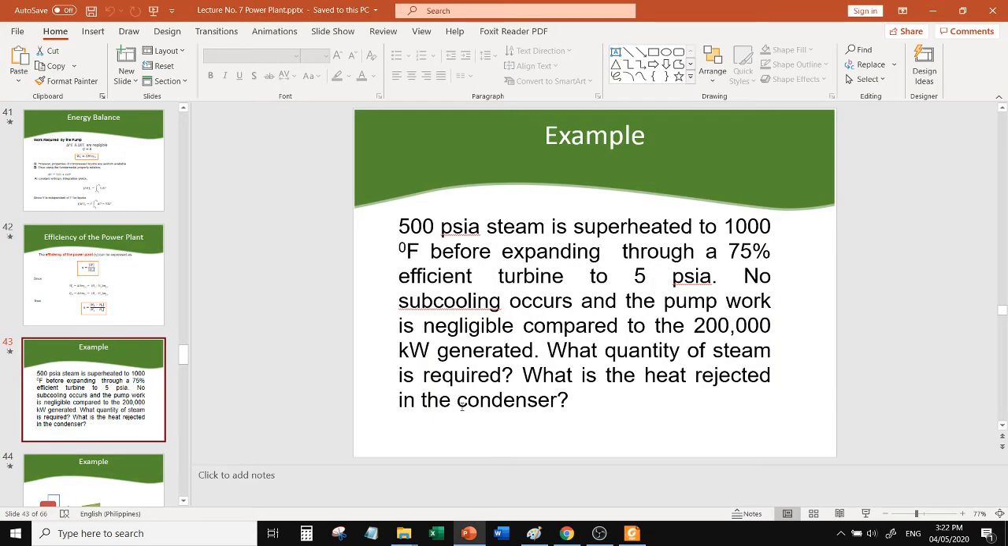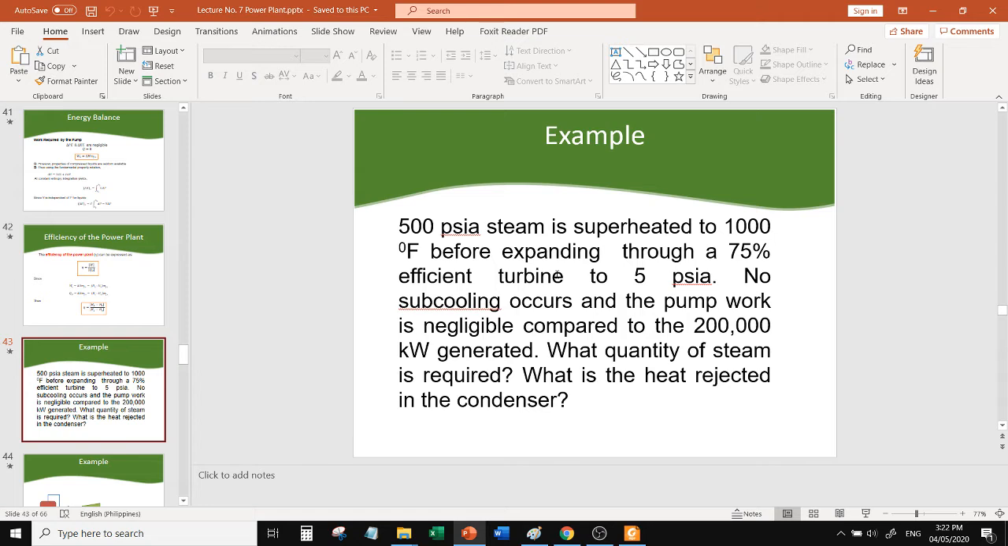For this lecture, we will answer this problem. This is a Rankine cycle problem. 500 psi steam is superheated to 1000 degrees Fahrenheit before expanding in a 75% efficient turbine to 5 psi. No subcooling occurs and the pump work is negligible compared to the 200,000 kilowatts generated. What is the quantity of steam required and what is the heat ejected in the condenser?